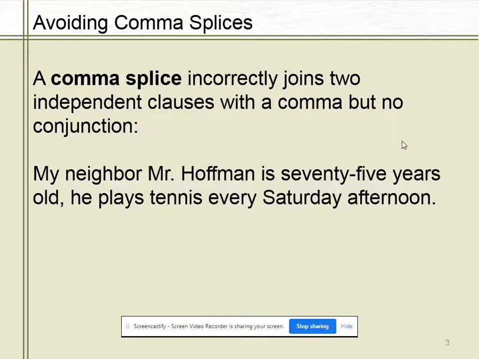A comma splice is when you join two full sentences, two independent clauses. That means they have both a subject and a verb, using only a comma, and that is an incorrect way to do that. So we have a subject, my neighbor, we have a verb, is, and after the comma we have a subject, he, we have a verb, plays. So we know that this comma is incorrect, that is a comma splice.